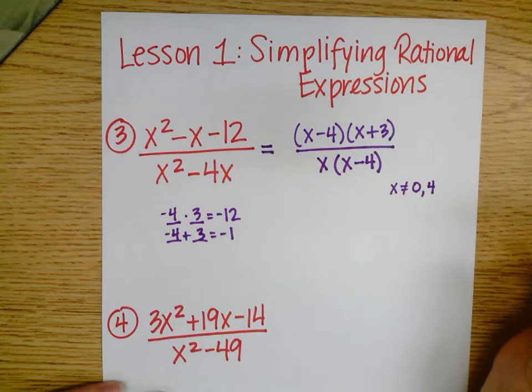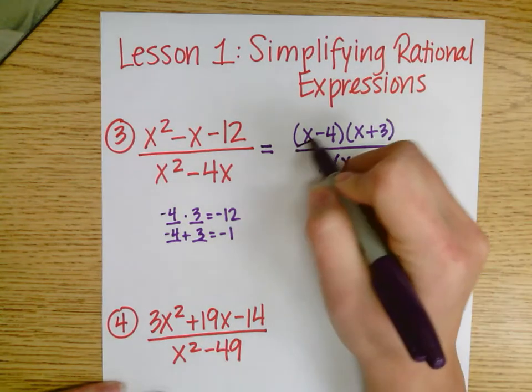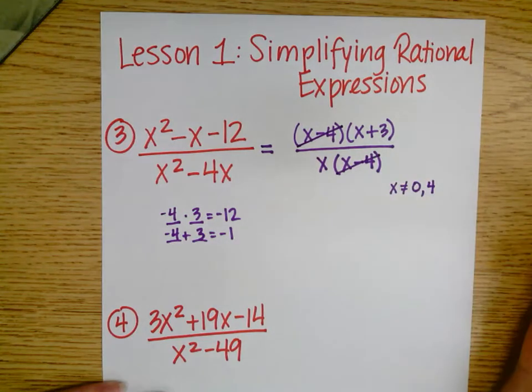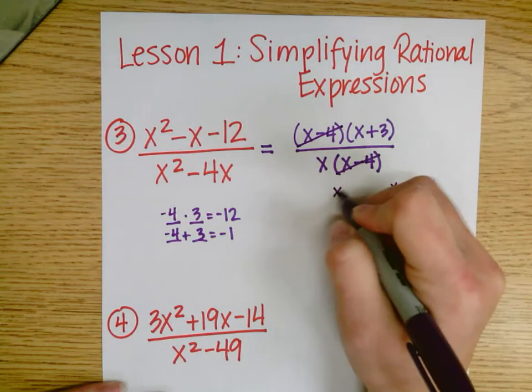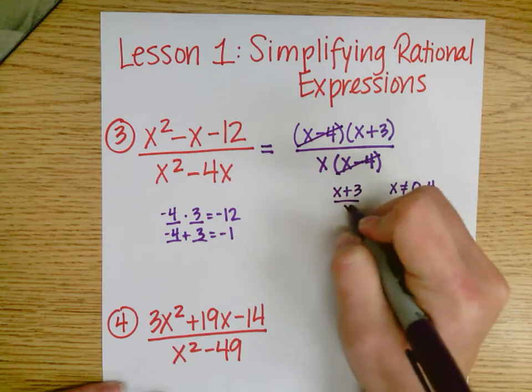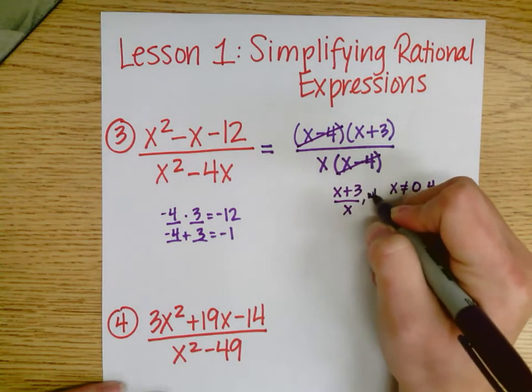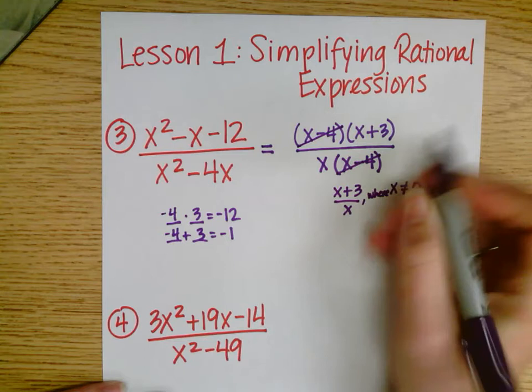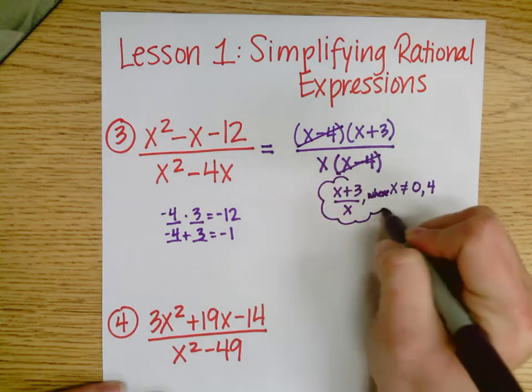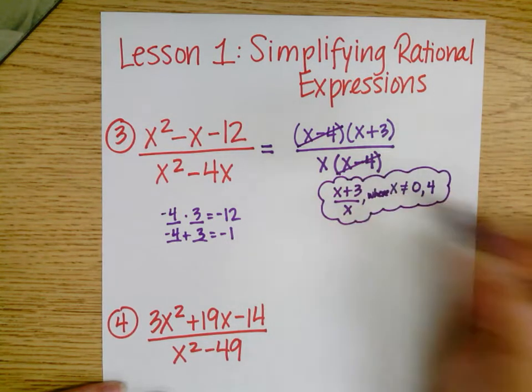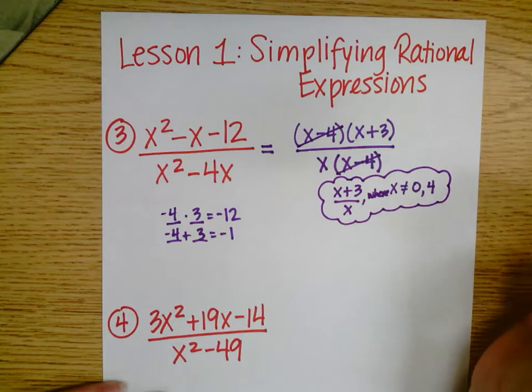Alright, let's see what cancels. Oh, I see an x minus 4 and an x minus 4, so I'm going to cancel those out. So my final answer is x plus 3 over x, where x is not allowed to be 0 or 4. Now remember, we can't cancel out the x's. I know that you'll want to, but you can't because I have addition there.